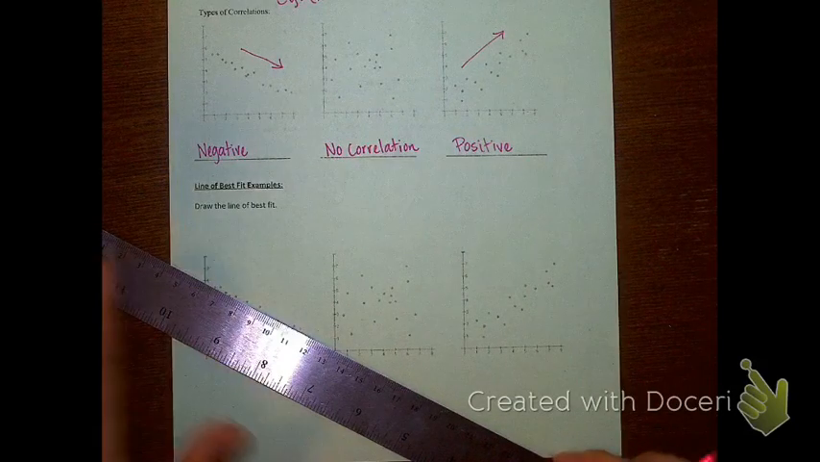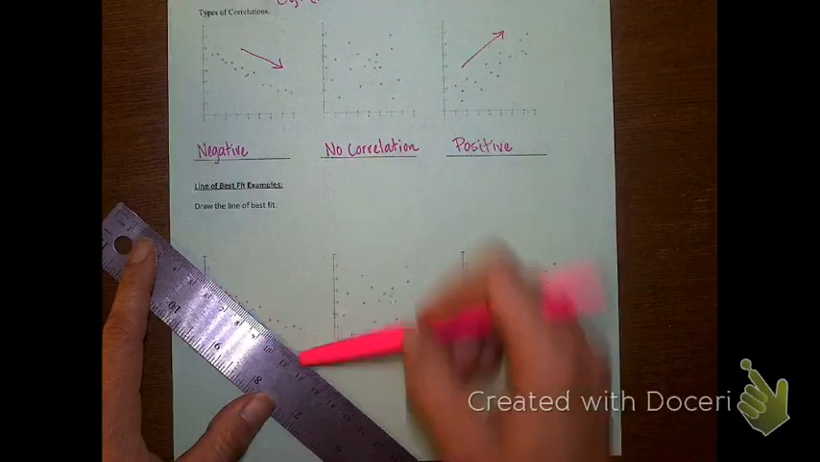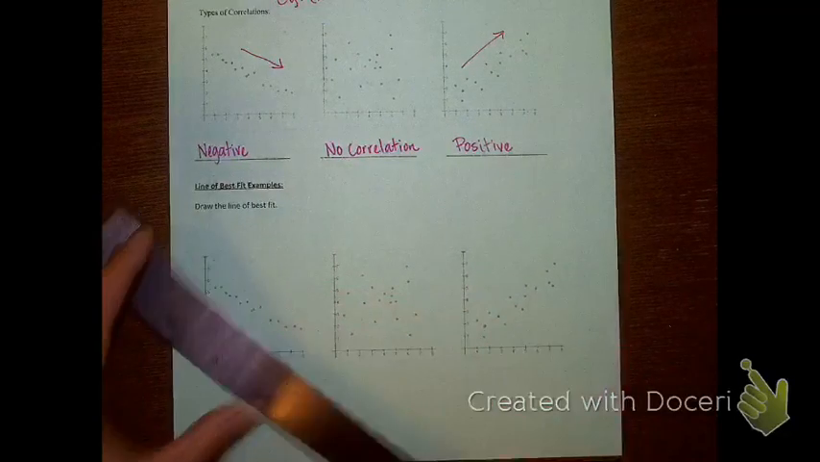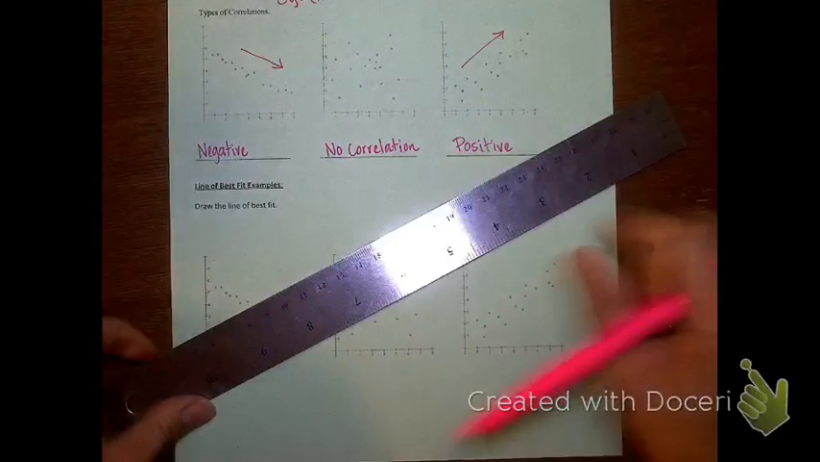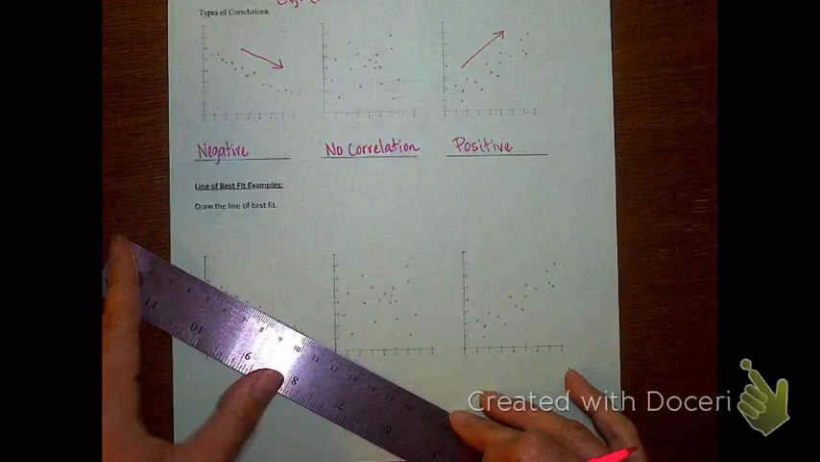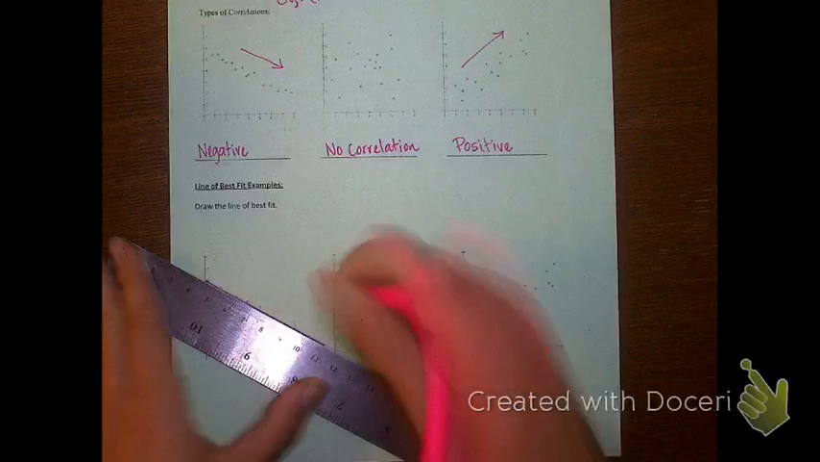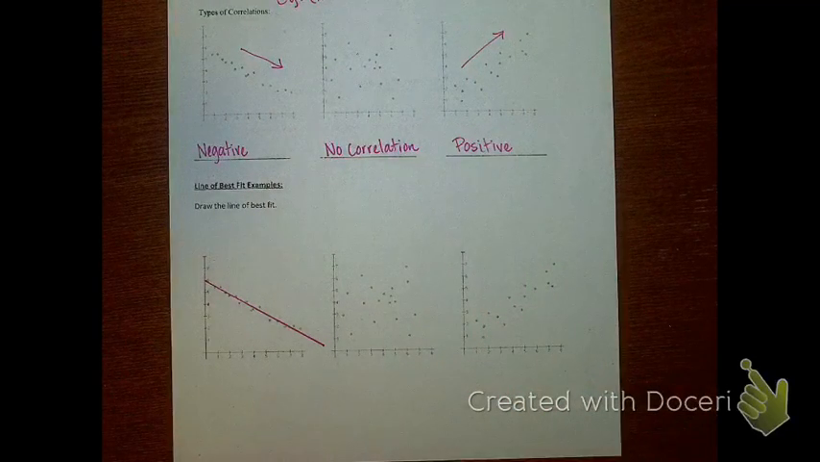So if I drew my line like this, would that be a good representation? What about drawing it this way? No. I want to try to get my line through most of the data in what I think is the best fit. So I'm going to draw my line something like that. I want you guys to draw your line right now.